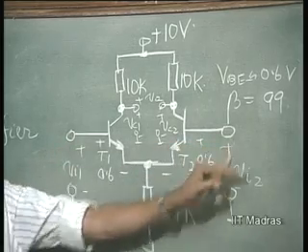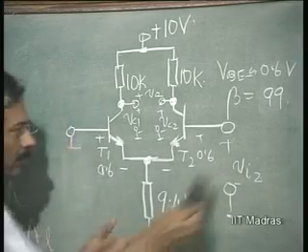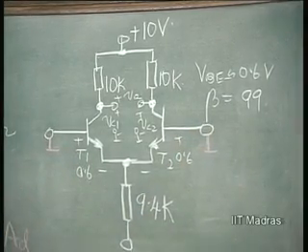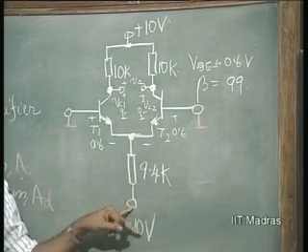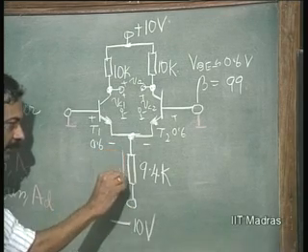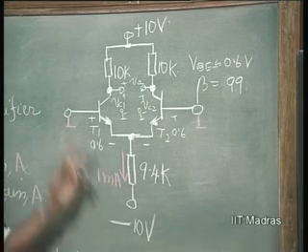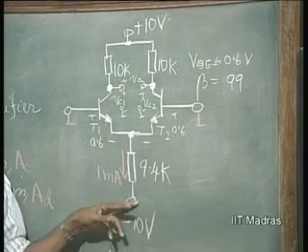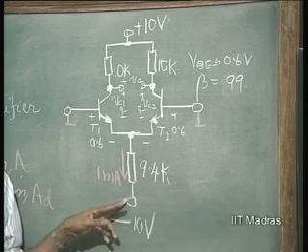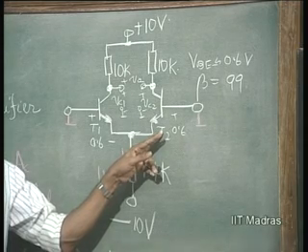This is grounded, quiescent conditions. And this is 0.6 volts and this is minus 10 volts. So, the drop across 9.4 K is 9.4 volts, and therefore, the current in this is 1 milliampere. Is this clear? So, this is 0.6, this is minus 10 volts, the drop across 9.4 K is 9.4 volts, and therefore, the current in this is 1 milliampere. And therefore, the currents in these two transistors will be, because it is symmetric, 0.5 milliamperes each.